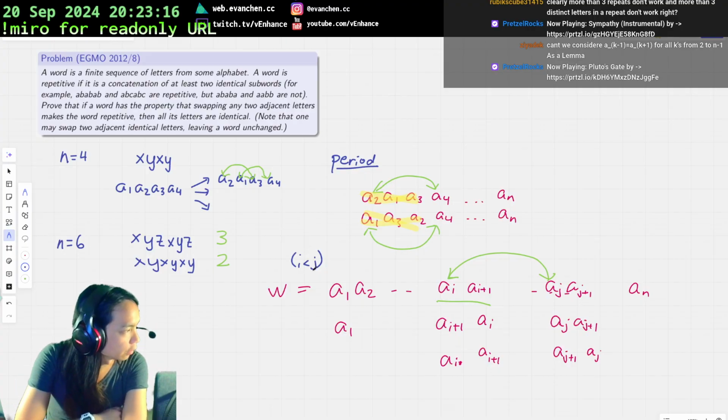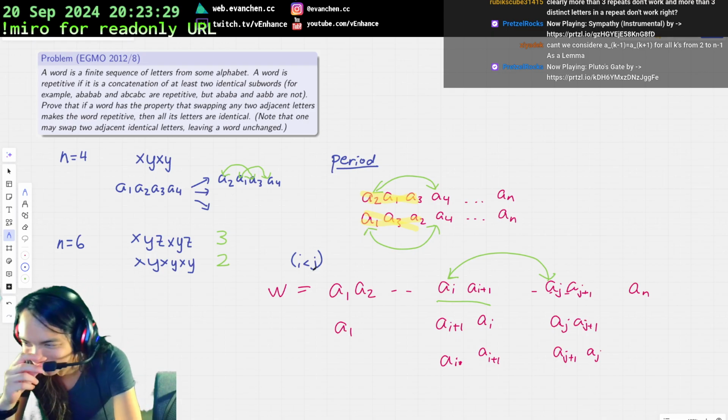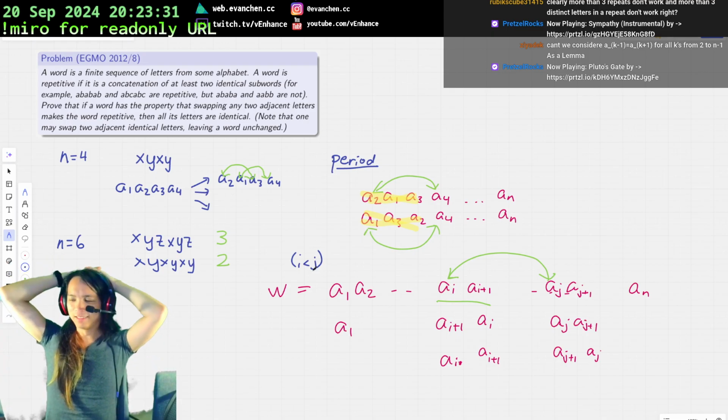Can't we consider a_{k-1} equals a_{k+1} for all k from 2 to n minus 1 as a lemma? Wait, what? How did you get that? Because that sounds really useful if that's easy.